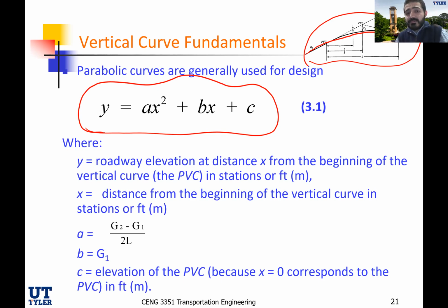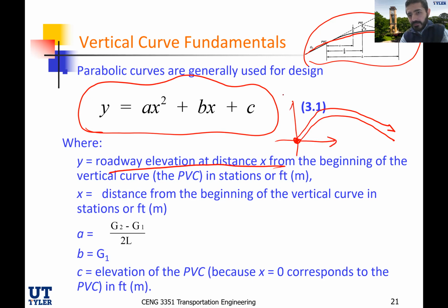Y in this case is going to be the roadway elevation at distance x. Imagine now I'm going upward and downward. And now if this is the beginning of the curvature, this is y, this is x, and this curvature can be easily explained by a parabolic equation. Then that's going to be easy because now the y is the road elevation. If I'm going upward or downward, this is the y.